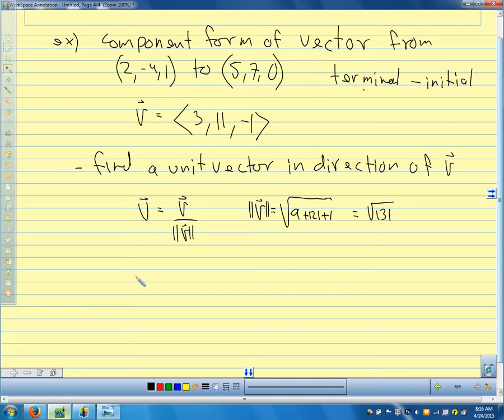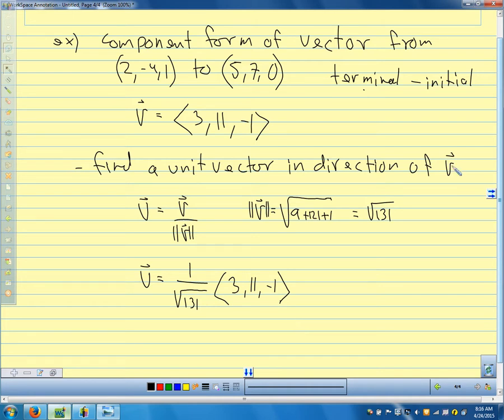So our unit vector is 1 over the square root of 131, and we don't have to rationalize that, times this vector. And that's all we have to do. That would be our unit vector in the direction of v.